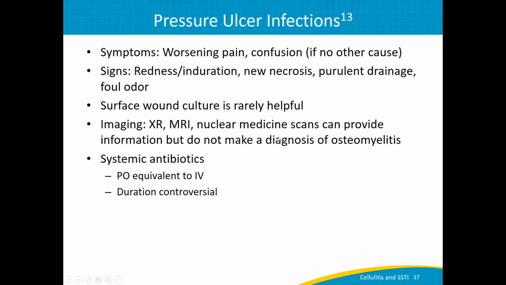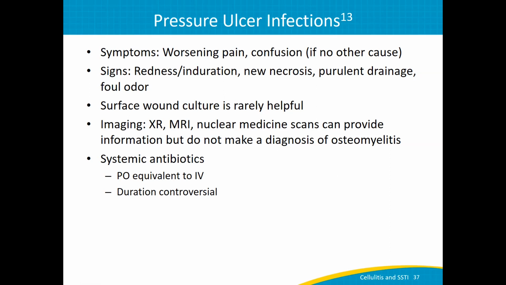And if you're worried that maybe this is a pressure ulcer infection that has progressed to osteomyelitis, it's just important to be aware that imaging studies like X-rays, MRIs, or tagged white blood cell scans can give you some additional information, but they cannot really make the diagnosis of osteomyelitis. I'll talk more about why that is complicated in a moment.